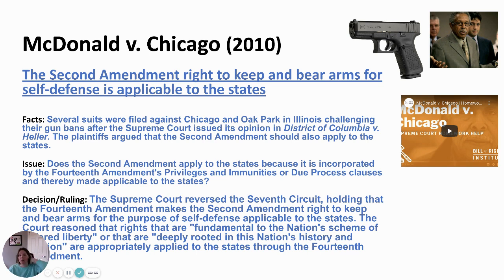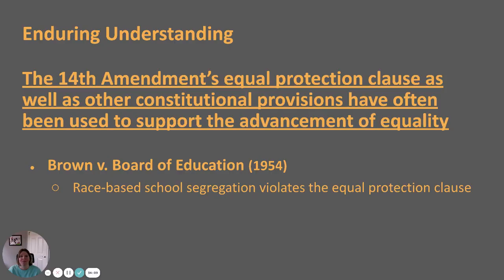And the Supreme Court actually reversed the lower court. They reversed the appellate court, holding that the 14th Amendment does make the Second Amendment right to keep and bear arms for the purpose of self-defense applicable to the states. So they basically said Chicago's actions to try to prevent Otis McDonald, was his name, from owning a gun for self-defense, that was unconstitutional. Okay, so now the Second Amendment right to keep and bear arms is applicable to the states by way of the 14th Amendment. So it's another example of selective incorporation. And check out the Bill of Rights Institute on McDonald v. Chicago.